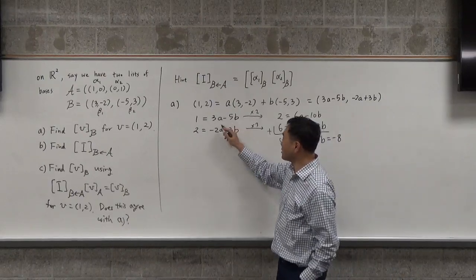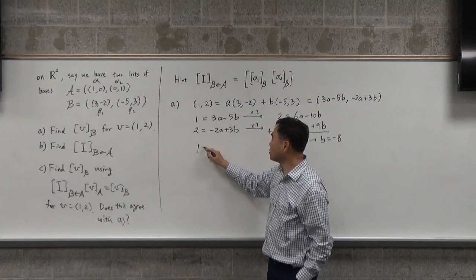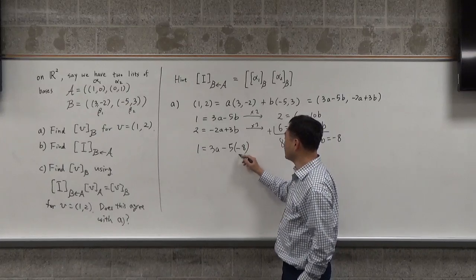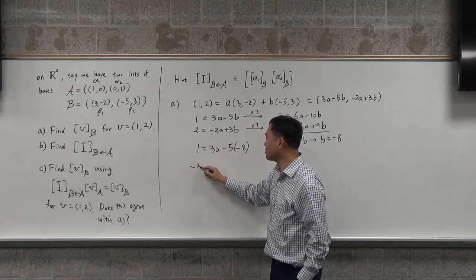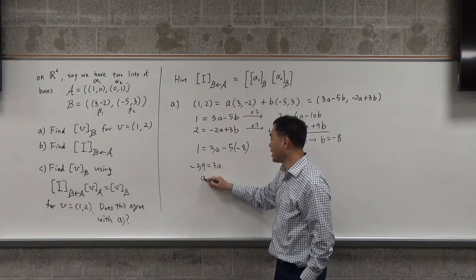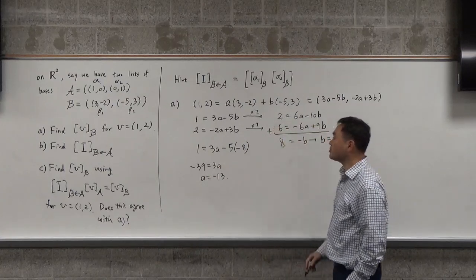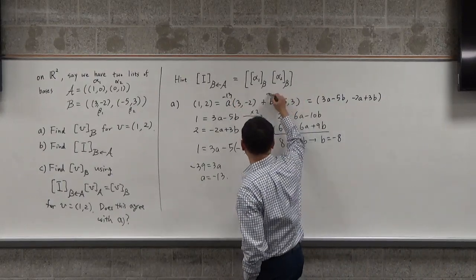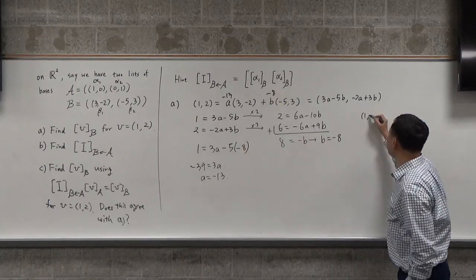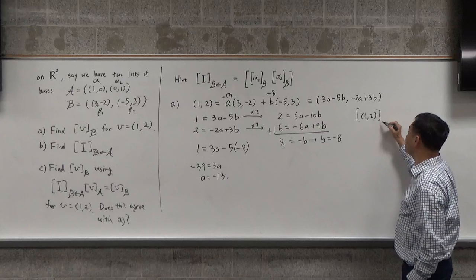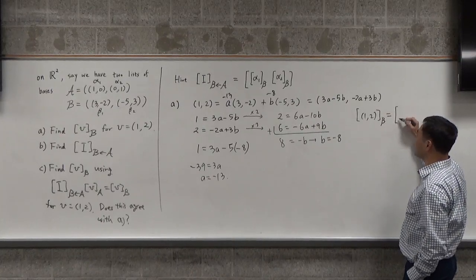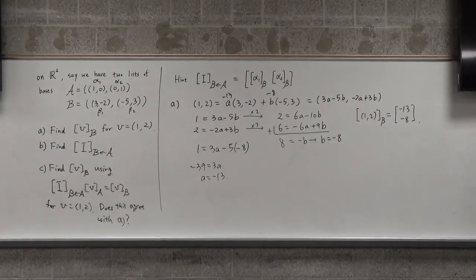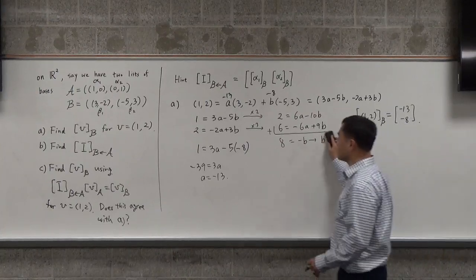Take that value and plug it back into any of these equations. Let's plug in here. 1 equals 3A minus 5 times negative 8. That's 40, subtract, so negative 39 equals 3A, so A is equal to negative 13. So we now see that this value should be negative 13 and this should be negative 8. Therefore, (1, 2) in the basis B has the matrix representation (-13, -8). Is this what you got? Okay, great. So that's part A.